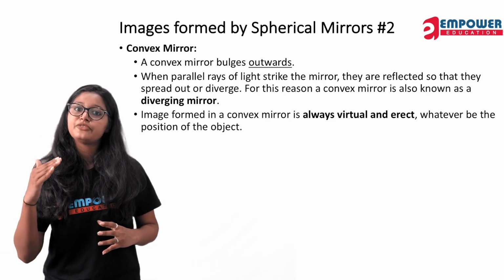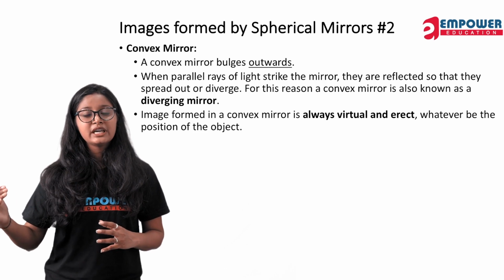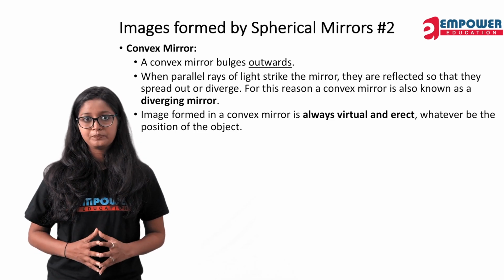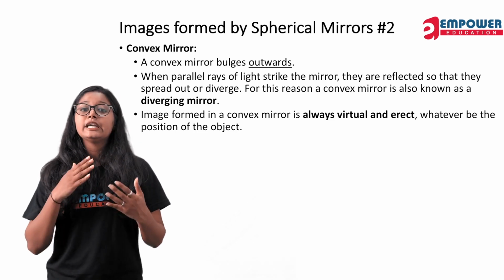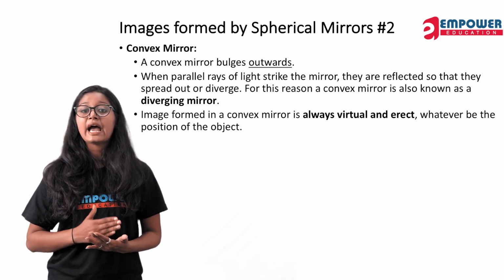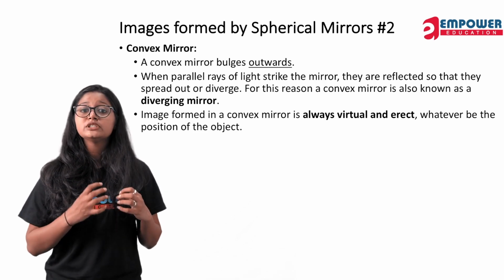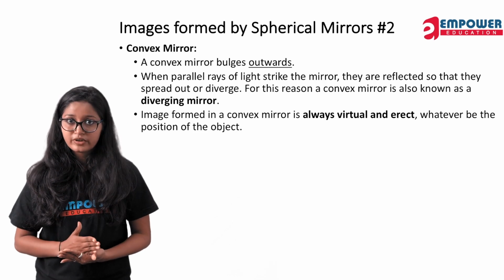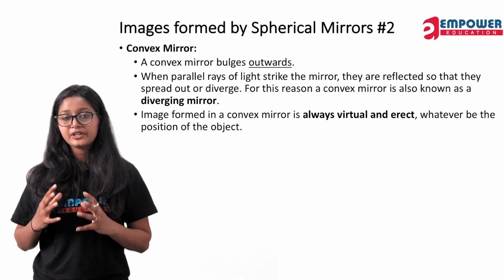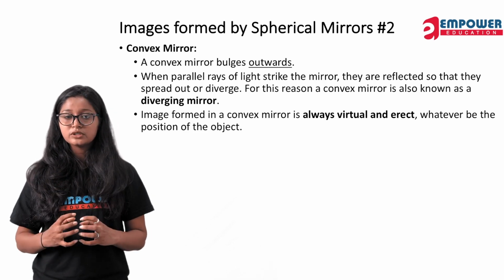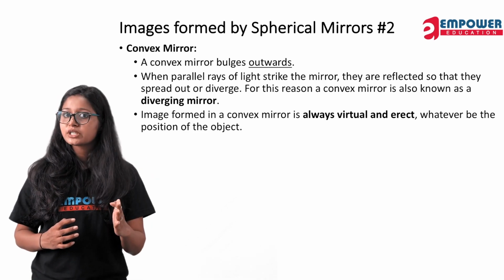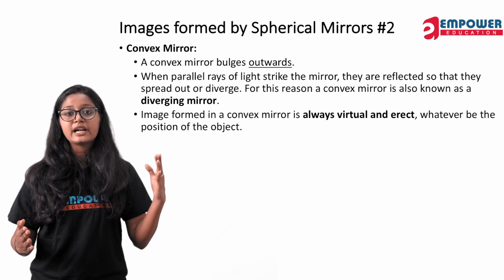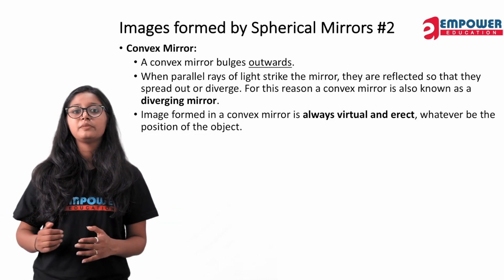Now if you extend the reflected rays behind the mirror, the image is formed behind the mirror in case of a convex mirror. Now in a convex mirror, the image formed is always virtual and erect, no matter whatever the position of the object is. That is, the image formed by a convex mirror is always virtual and erect, no matter wherever the object is placed. If the object is placed beyond C, the image will be formed behind the mirror. If it is placed at infinity, the image will still be formed behind the mirror.